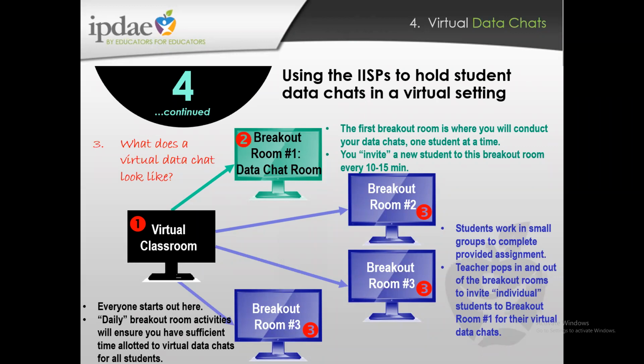Be sure to provide an assignment that takes at least 10 to 15 minutes so that you have sufficient time to complete 1 to 2 virtual data chats during this time. Now, once students are in the working breakout rooms, you invite one student at a time in order to review their IISP, their strengths, their weaknesses, etc. When the chat is over, return that student to the breakout room activity and then invite a new one to the data chat room. Rotate students until you've met with all of them.